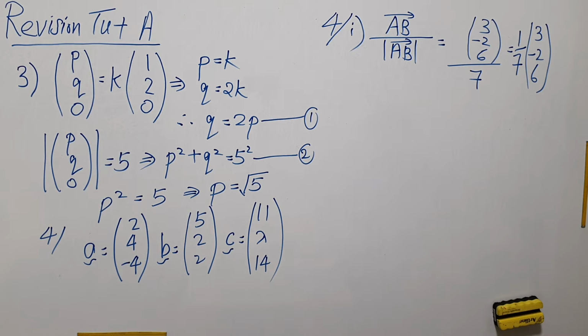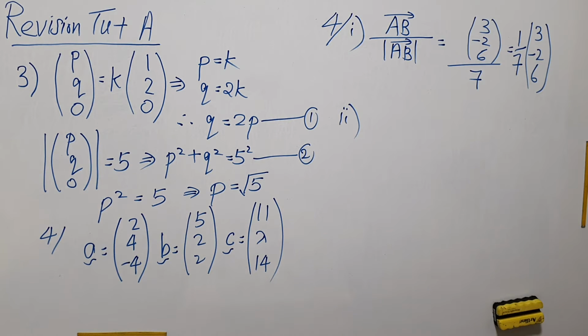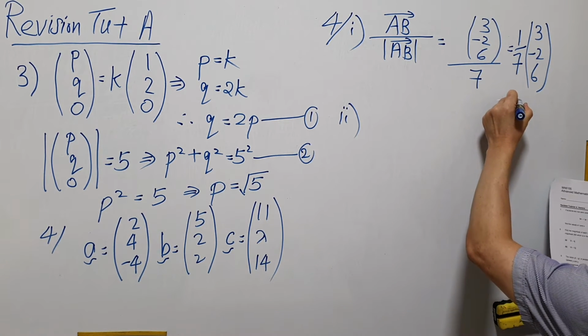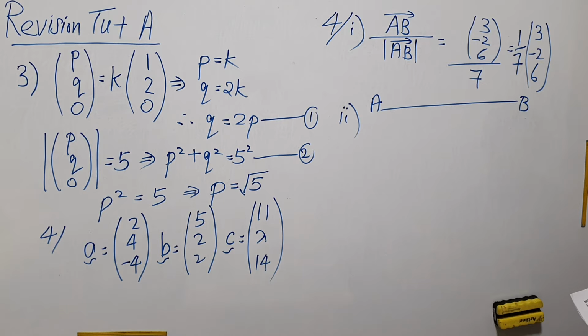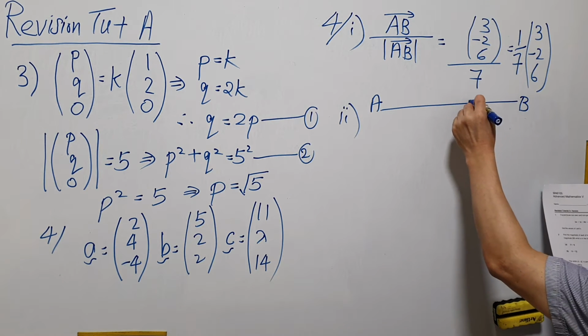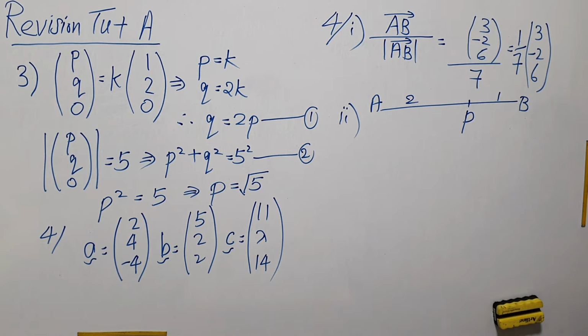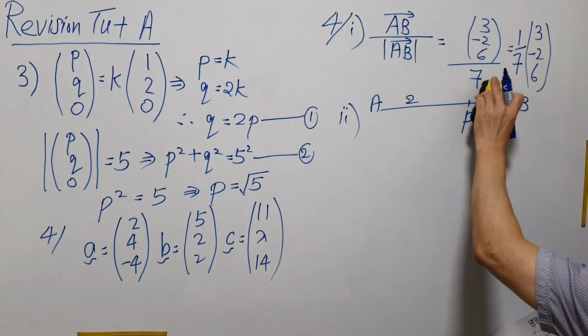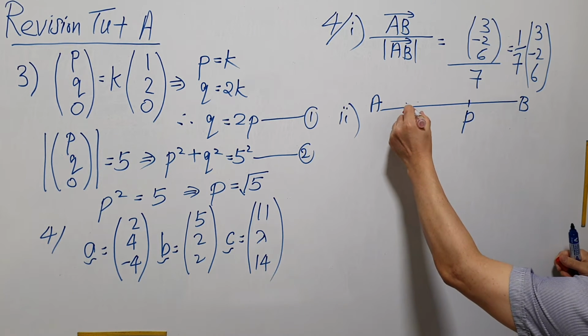For part 2 of number 4, it asks for the vector OP, and you're told that P is in between A and B, and P is maybe here, where this ratio is 2:1. Big small, so I'm writing bigger. Maybe I should do it in a different color. So the ratio is 2:1.